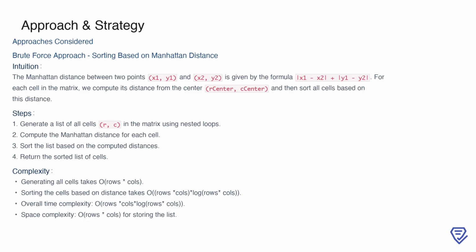While this method is simple and straightforward, its time complexity is dominated by the sorting step, which makes it less efficient for larger matrices. Specifically, generating all the cells takes O(rows * cols), and sorting them takes O(rows * cols * log(rows * cols)), resulting in an overall time complexity of O(rows * cols * log(rows * cols)). Additionally, the space complexity is proportional to the number of cells, O(rows * cols).